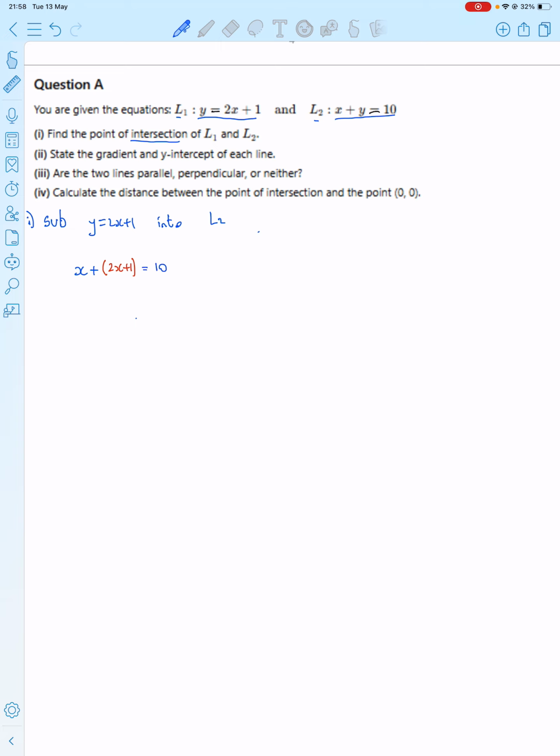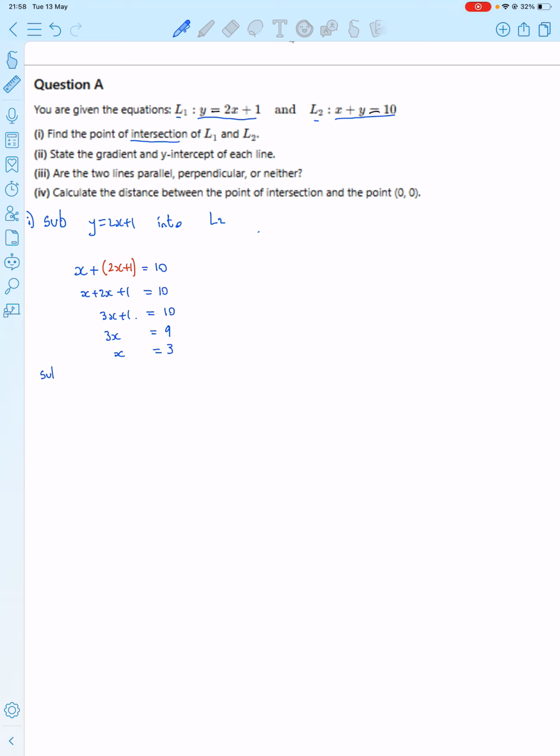Now, just simplifying this, I have x plus 2x plus 1 equals 10. 3x plus 1 equals 10. Subtracting 1 from both sides, I get 3x equals 9. Dividing by 3, I get x equals 3. Okay, so we've worked out what x is. Now we also need to work out what y is.